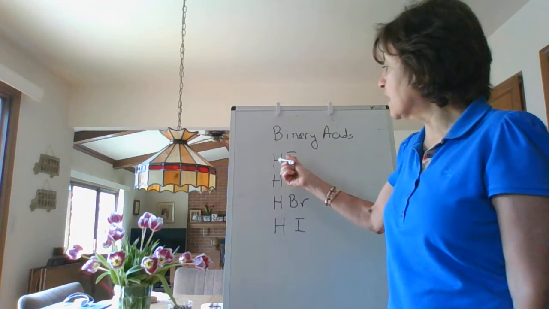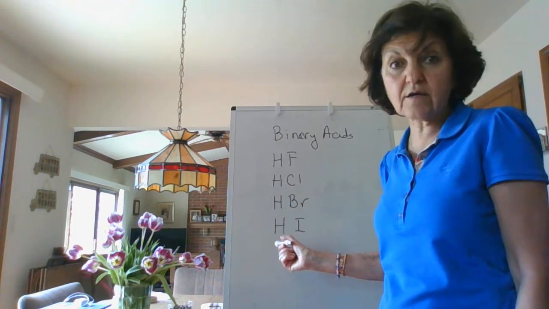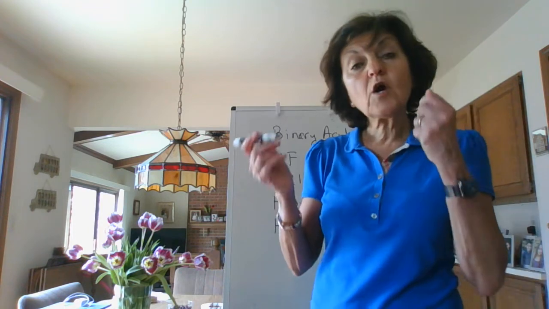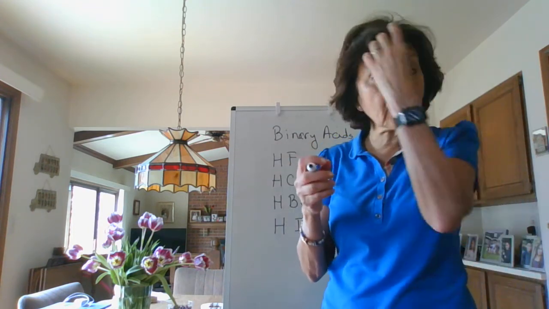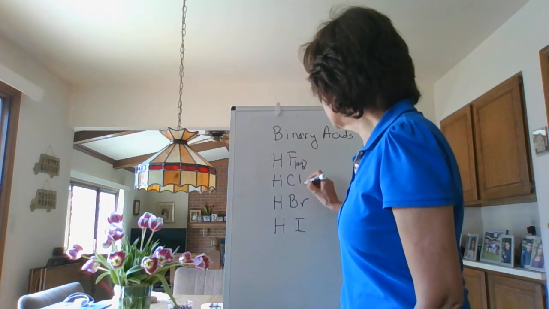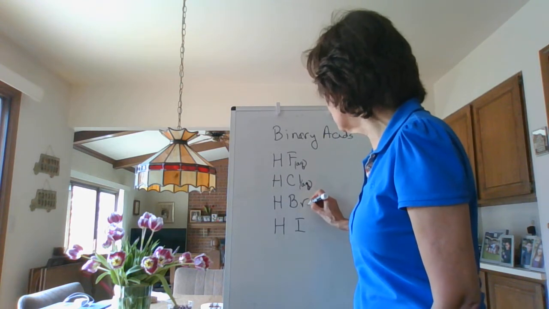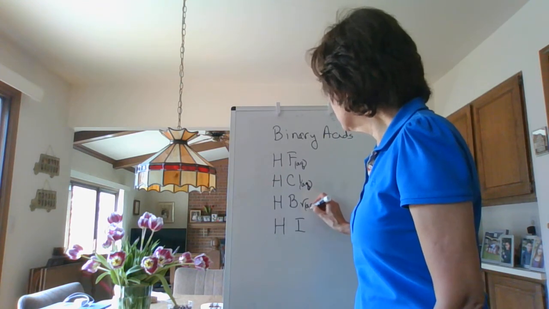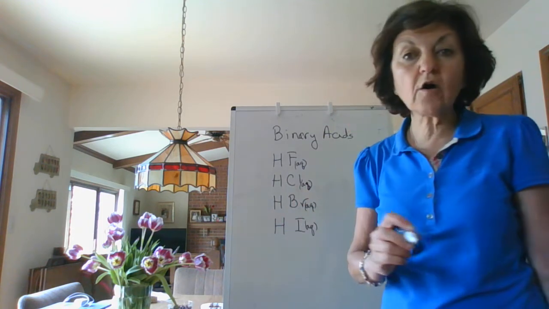So you could call this hydrogen fluoride, hydrogen chloride, hydrogen bromide, hydrogen iodide, but when they're in water, they behave as acids. They donate their hydrogen ion. So I'm just going to put an AQ here, and now we're going to have to name them differently. AQ meaning dissolved in water. Okay, so what are we going to call them now?